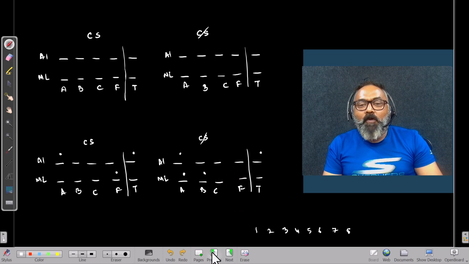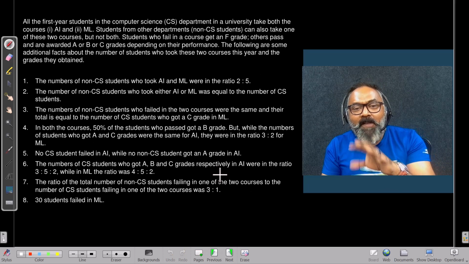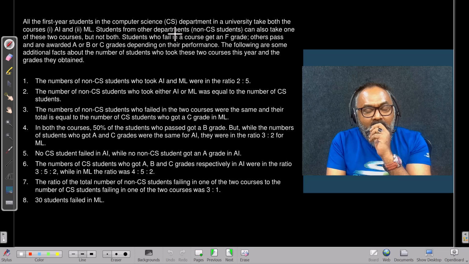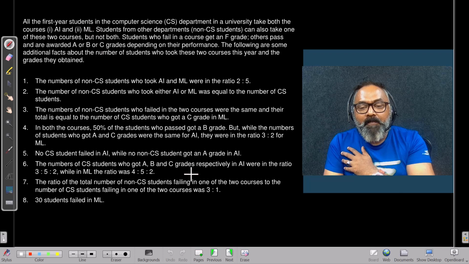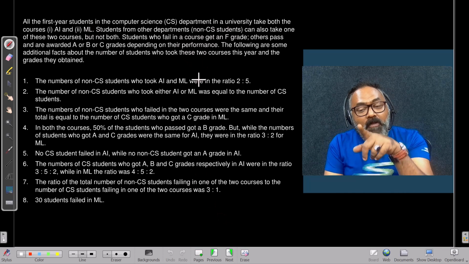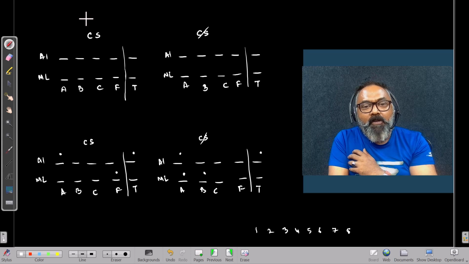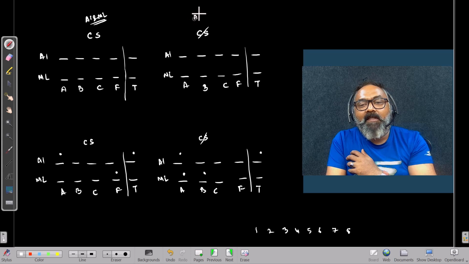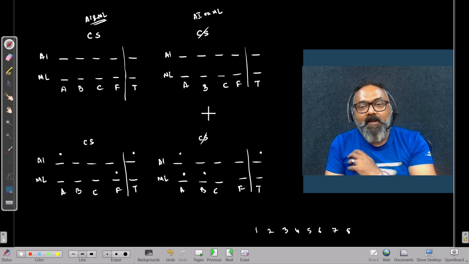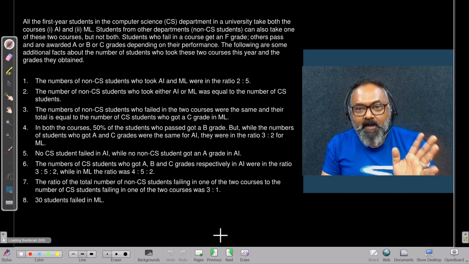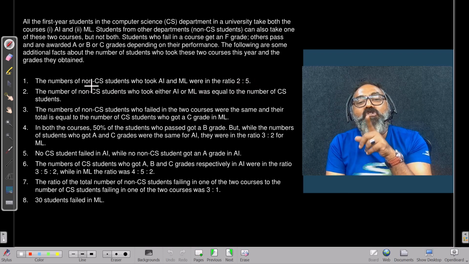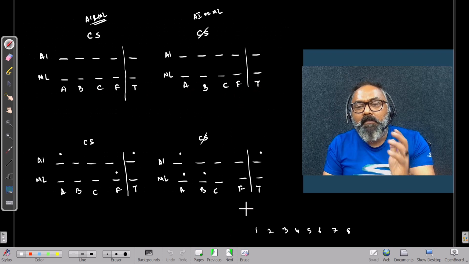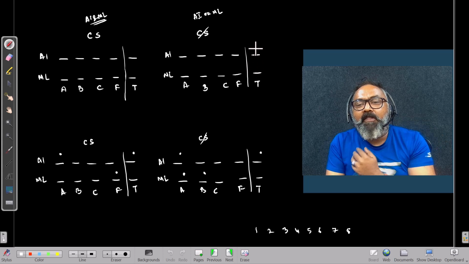Okay, so let's start with each one. We've got these pieces. This is important data: CS students take both AI and ML, and non-CS students take one of these courses, either AI or ML. That's all we know. The number of non-CS students who took AI and ML are in the ratio 2:5. These are non-CS students, in the ratio 2:5.